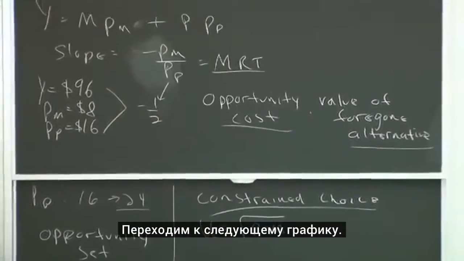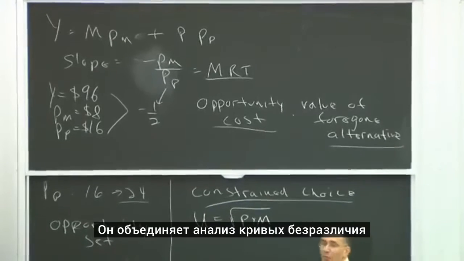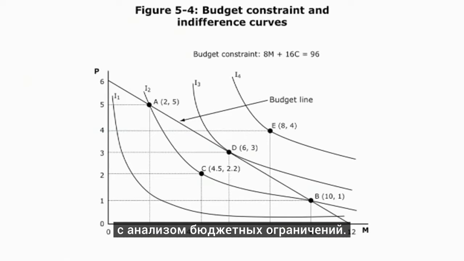Now let's go to the next graph. Figure 5.4. What this does is put together our indifference curve analysis with our budget constraint analysis. It's a little complicated. The budget constraint line is the straight line running from a y-intercept of 6 to an x-intercept of 12. That's your budget constraint. We saw that before.